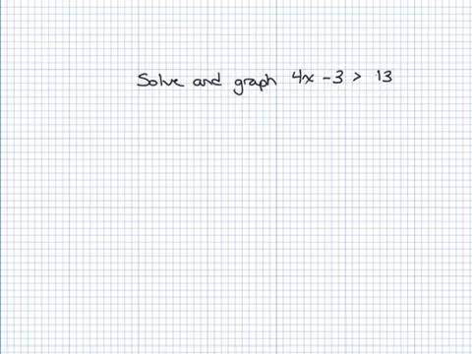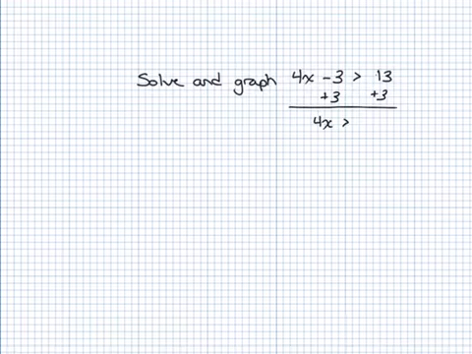Linear inequalities work pretty close to a regular equation with just a couple of twists. First of all, we know we have an inequality, so that's going to change things. But let's just go ahead and solve. For the most part, we solve it the same exact way. So I'm going to add 3 to both sides. I'm just going to pretend that's an equal sign for right now.